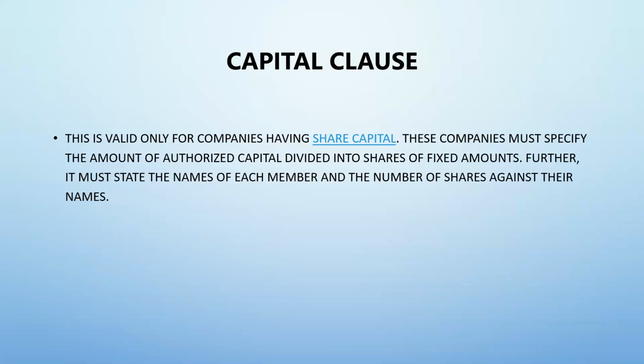The next clause is the capital clause. This is valid only for companies having share capital. Otherwise, this clause is not compulsory. These companies which are having share capital must specify the amount of authorized capital, divided into shares of fixed amounts. Further, it must state the names of each member and the number of shares against their names.